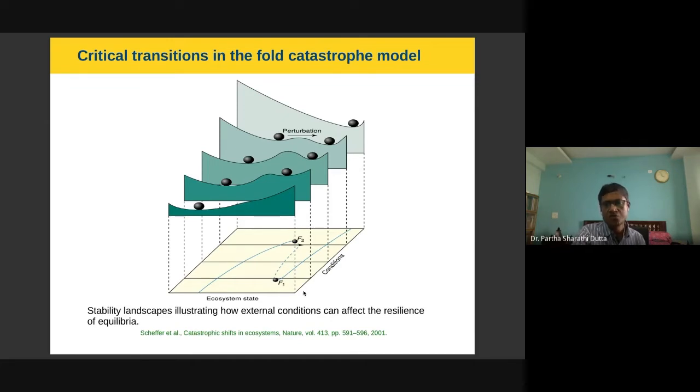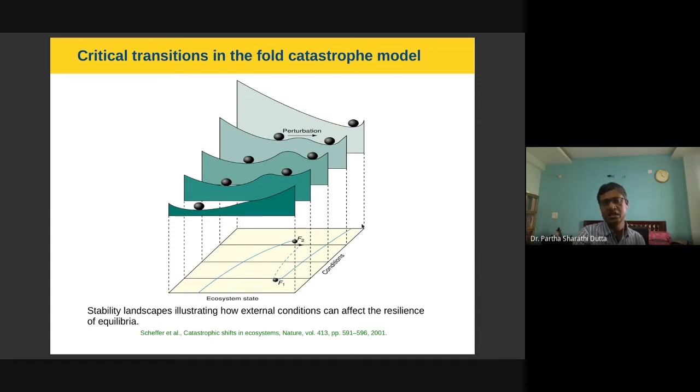Now if I move the conditions, let's say when I cross this F1 point, then I have two states, but the potential well corresponding to the upper steady state is deeper. Why? Because the distance from the potential barrier is high, and the potential well of the lower steady state is not that deep, it's actually shallower. As the conditions move, there will be an intermediate state where both of them are almost equally stable because the depth of the potential wells are equal.